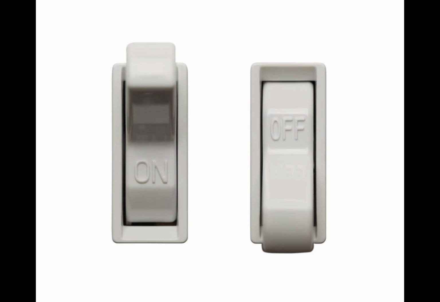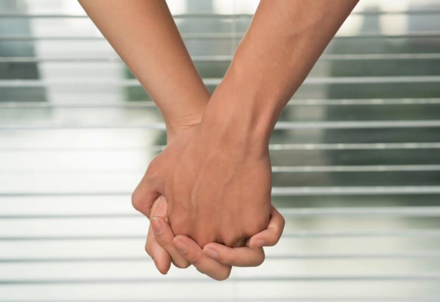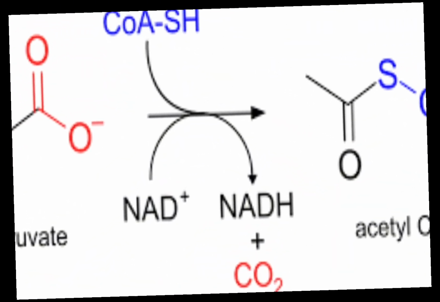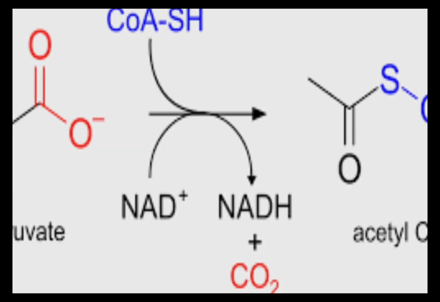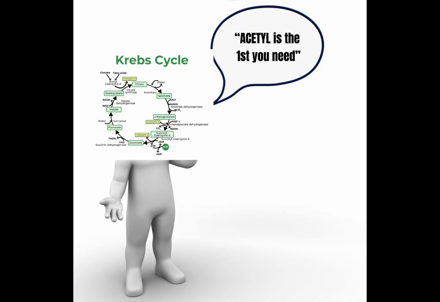Coenzyme A comes on, acetyl you've been on. Sulfur attaches on, a bond forms upon it. Ayo, acetyl-CoA, the enzyme made it sleek. Krebs says acetyl is the first thing you need.